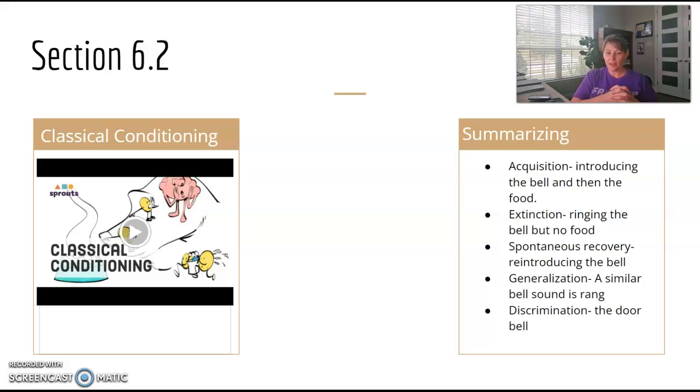And so how we summarize that is acquisition is introducing the bell and then the food. Extinction of this classical conditioning would be ringing the bell, but then no food. And spontaneous recovery would be reintroducing the bell. And then generalization is when a similar sound of the bell is rung, and then the dog salivates again. And discrimination, the dog's going to know the difference between a ding dong and a car horn. They're not going to salivate to the car horn. That's really classical conditioning, and it'll make a lot of sense after you watch the video.